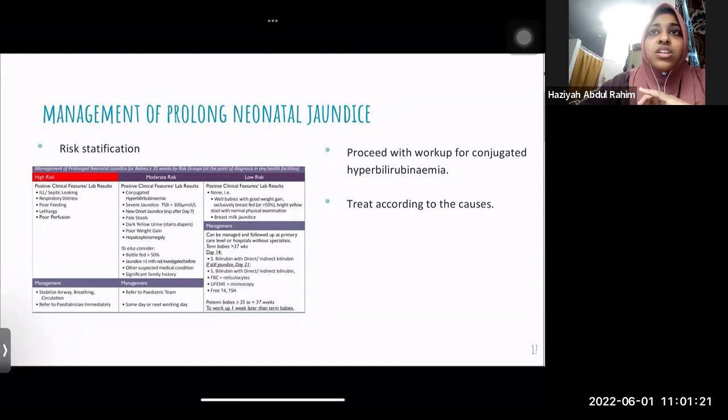So based on this risk stratification, my patient has moderate risk as she presented with conjugated hyperbilirubinemia, with pale stool, dark colored urine, poor weight gain with hepatomegaly. So most likely my patient requires referral to the pediatric team. And also further, we have to proceed with workup for conjugated hyperbilirubinemia and treat according to the causes. So, next.